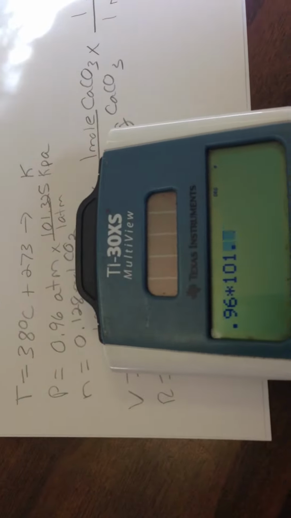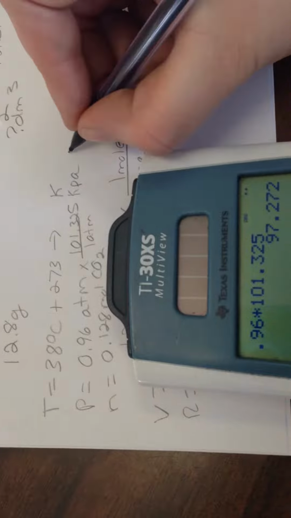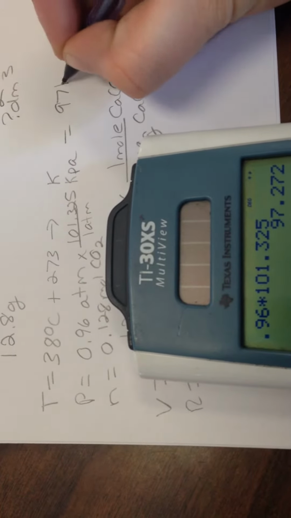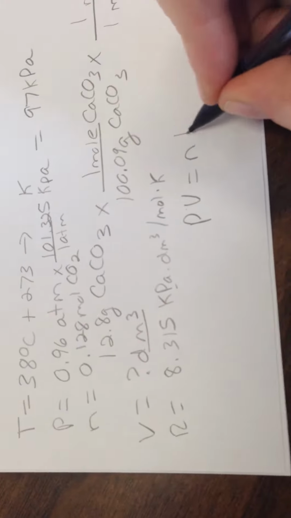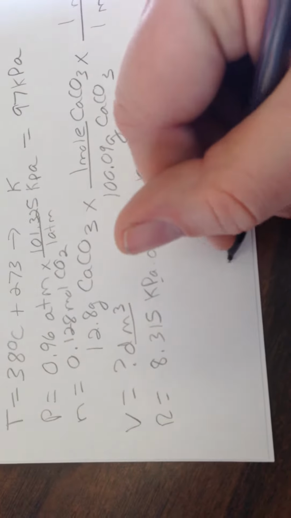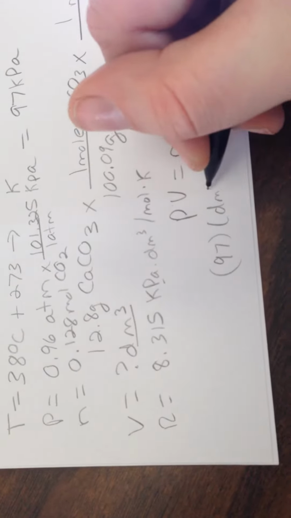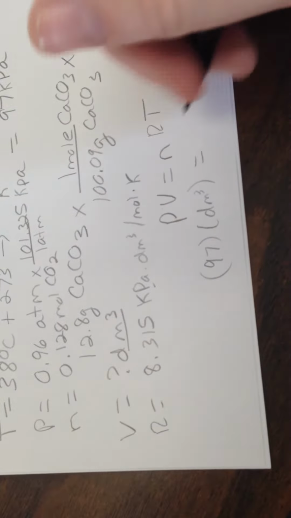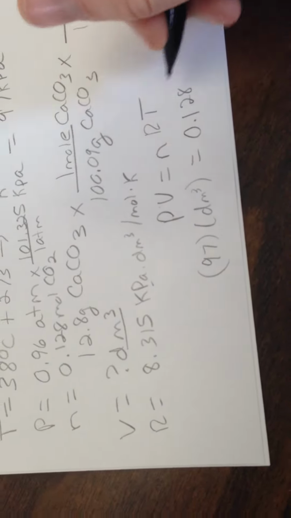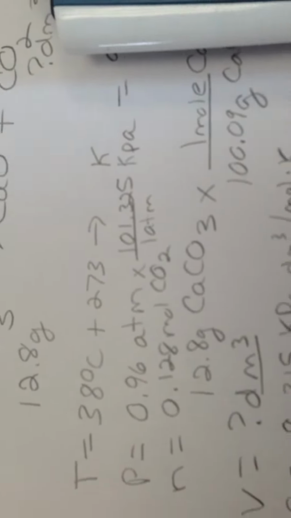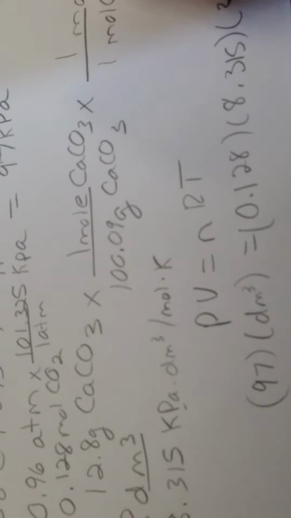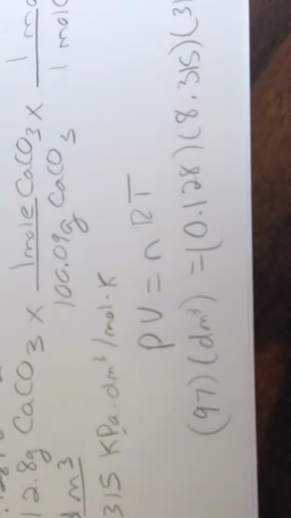So we just plug that into our calculator: 0.96 times 101.325. Keeping with 2 sig figs, we're just going to have 97 kPa. So then we're going to plug that into ideal gas. So we have 97. We don't know our volume. Our N is 0.128 moles. Our R, 8.315. And then our temperature is 311. And then we just solve for volume.